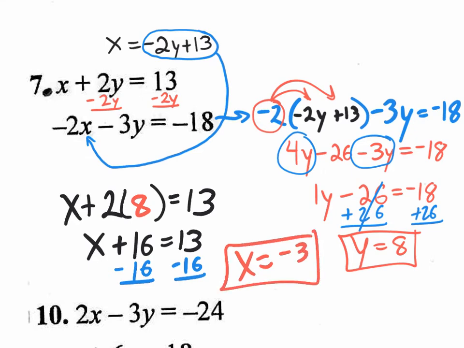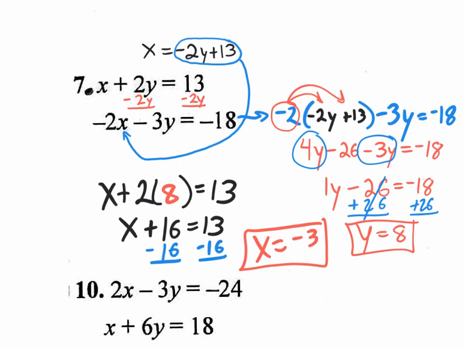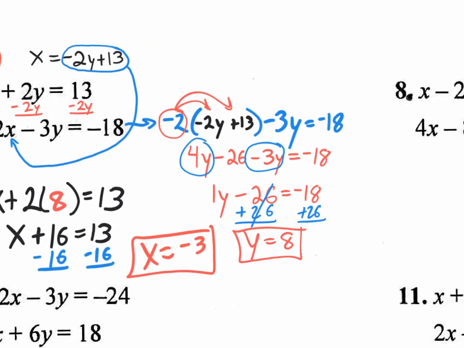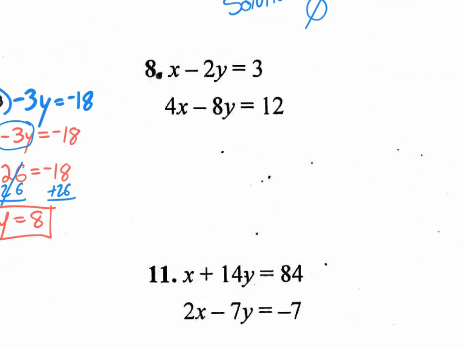So the answer to the system on number 7 is the coordinate negative 3, comma 8. And of course, if you have extra time, simply plug it in to verify, to double check that it works for both equations in your system. Looks like we have time for one more.